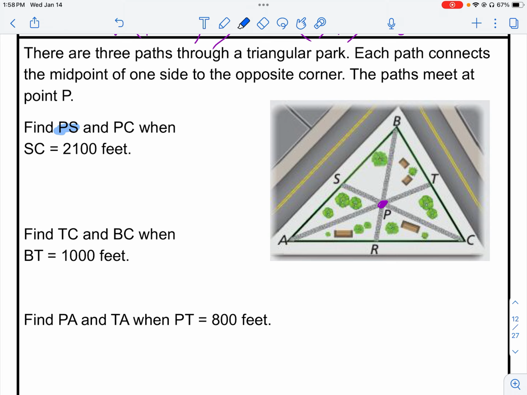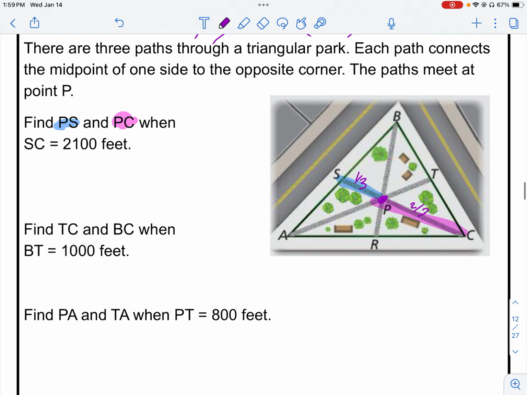So PS right here. And then we want to find PC, which is right here. When SC equals 2100, so that's 1/3, 2/3. SP is the 1/3. PC is the 2/3. So PS is going to equal 1/3 of 2100, or 700. And PC is going to equal 2/3 of 2100, or 1400 feet.